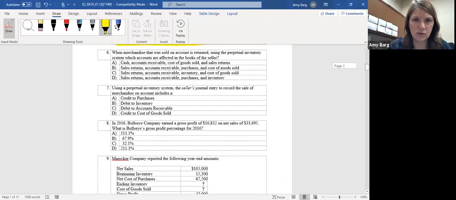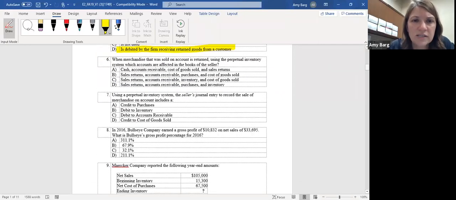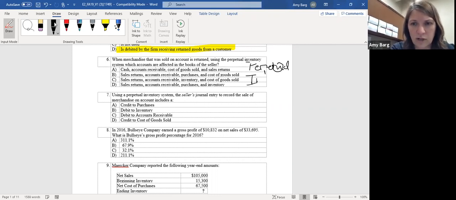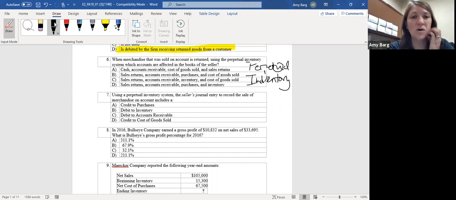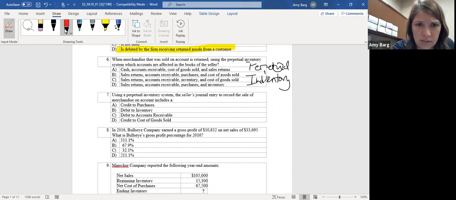When merchandise that was sold on account is returned using the perpetual inventory system, which accounts are affected in the books of the seller? So when merchandise is sold in a perpetual inventory system, remember our perpetual has a U in it, so it must go with inventory. So we're looking for something that does not have purchases, no purchases. So cash, accounts receivable.